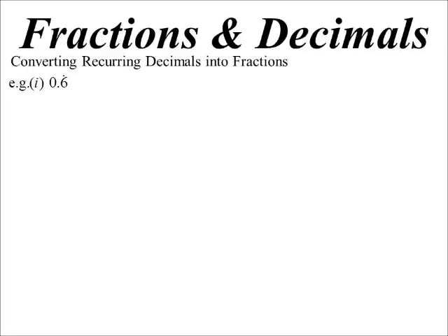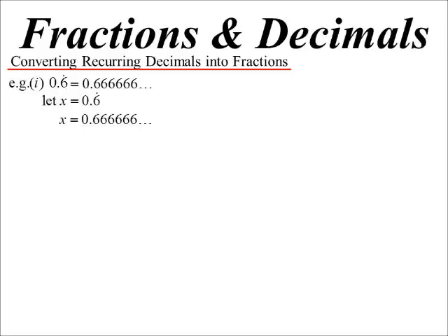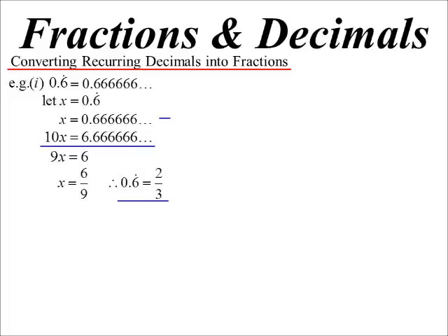But what if it's not terminating? What if it's recurring? 0.6 repeating. I picked one that hopefully we know the answer to. Well, I can let x equal that. So in other words, x is 0.66666. I'm going to multiply both sides by 10. And so now 10x is 6.6666666. Simultaneous equations. So basically, when I do this subtraction, whilst that repeating part goes on to infinity, I know they're the same, so they will just disappear. And I get 9x is 6, so x is 6 on 9, which is 2/3.